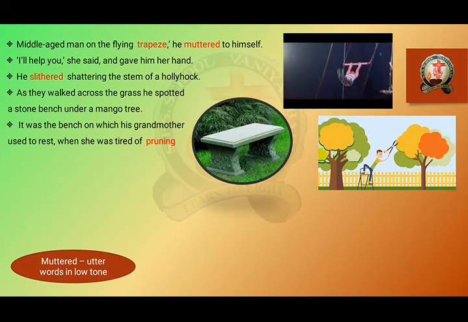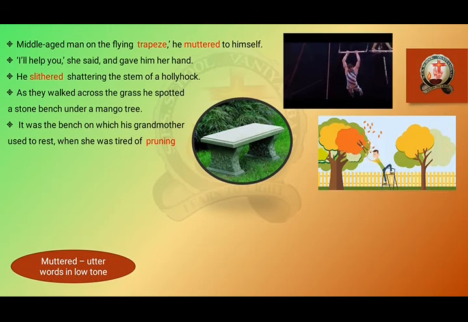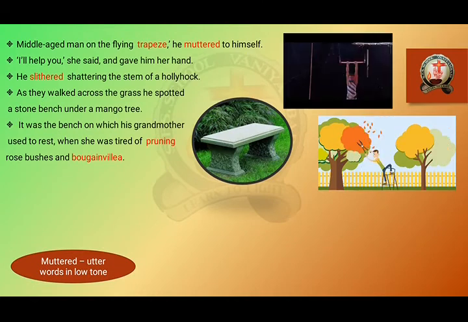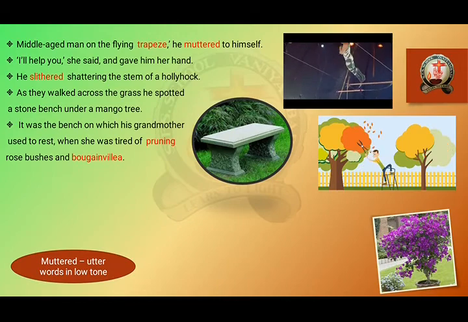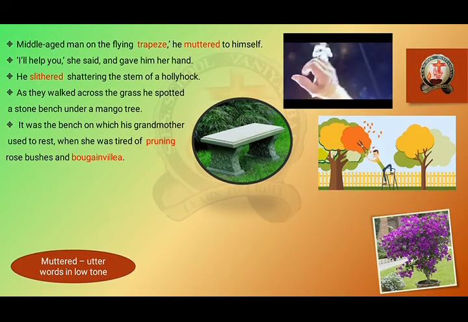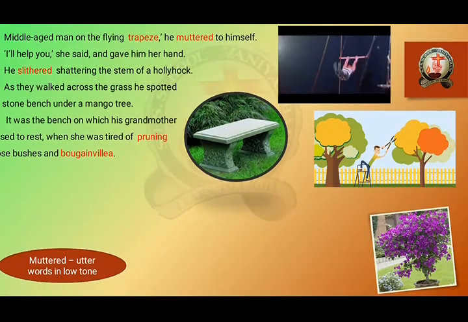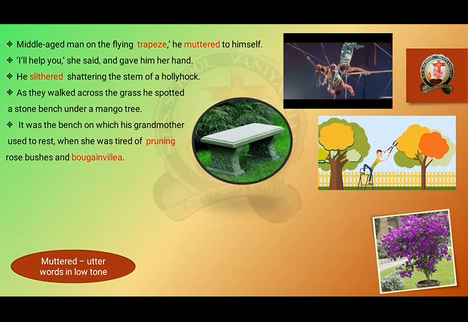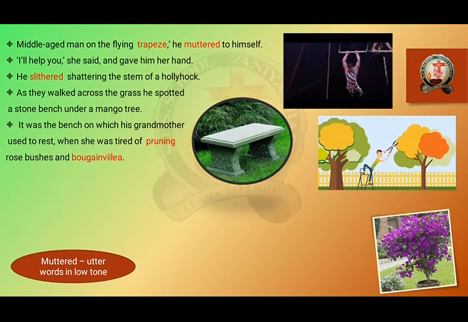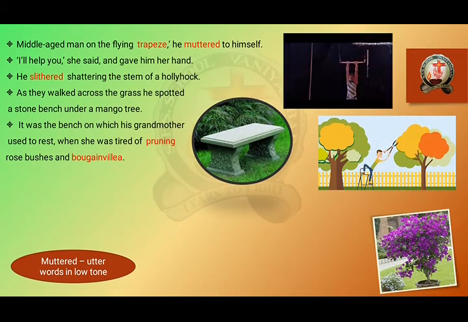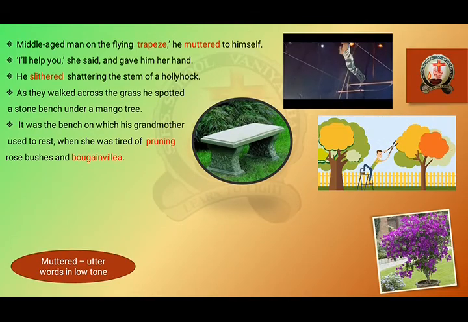So on this bench, the man's grandmother used to take rest when she was tired of pruning the flowers, rose bushes and bougainvillea. Bougainvillea is a kind of plant, like this. This is a showy flower. It's beautiful, right? So on the stone bench, his grandmother used to take rest after she finished trimming the rose bushes and bougainvillea.